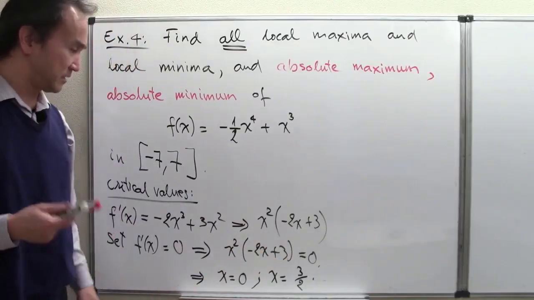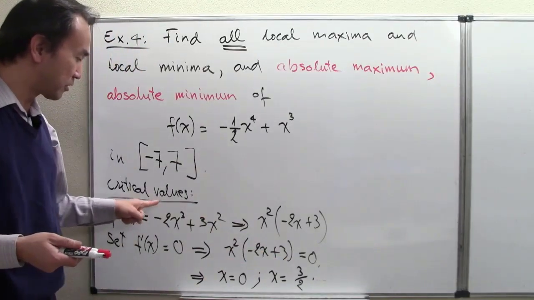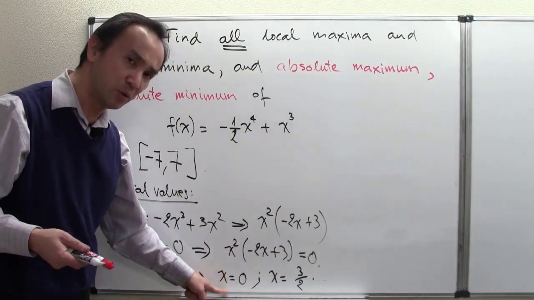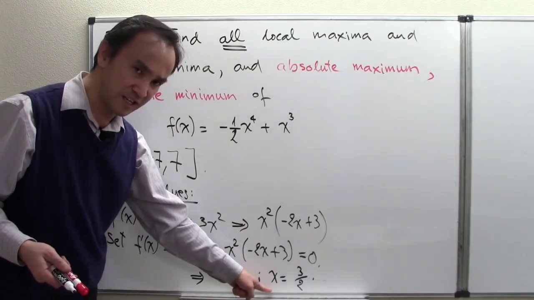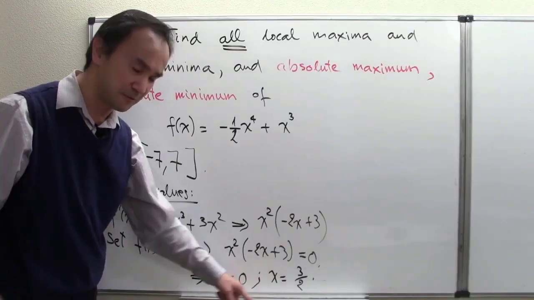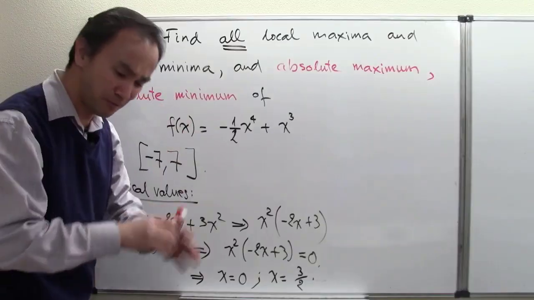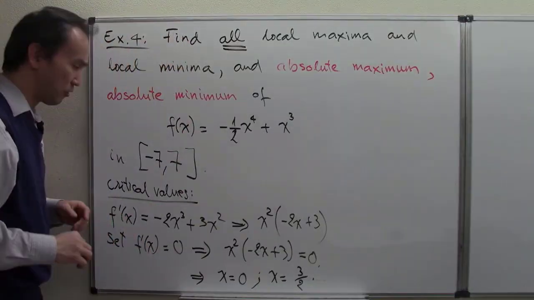And again, keep in mind at this point we have only found the critical values, meaning any one of these can be a maximum or a minimum or neither. Same way with this one. This guy can be a maximum or a minimum or neither. So that's why we have to go with a sign chart. But here's the problem. Now what's up with the interval?